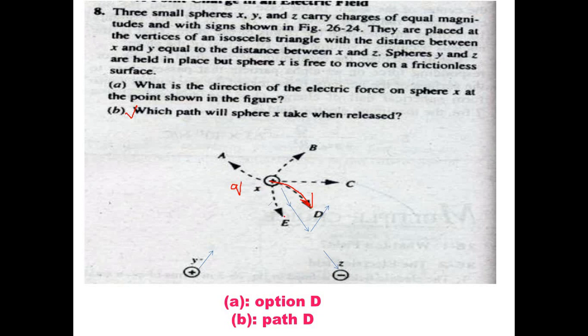Why have I not chosen option E? Because for option E the field lines are like this one, and you know that there is a positive charge, so it's repelling from the positive charge. So it is not possible that it will choose this path to move toward this negative charge. So option D is the correct option.